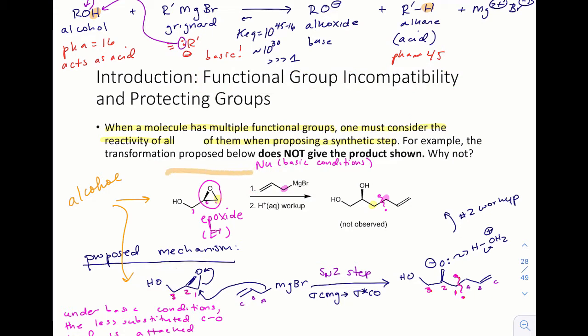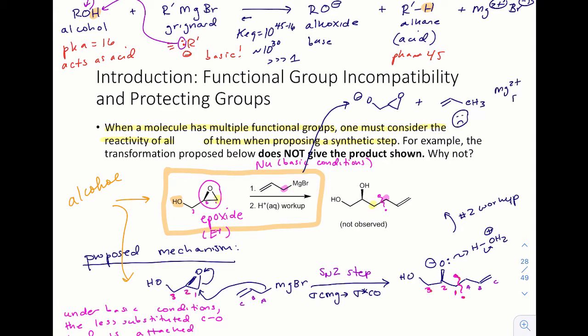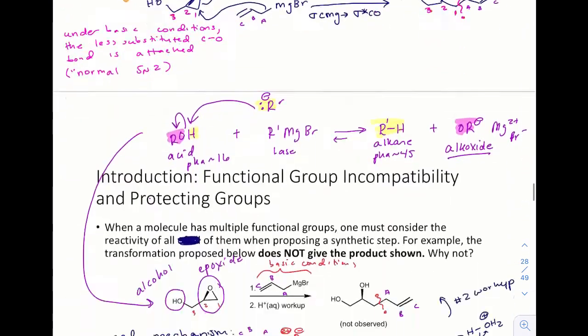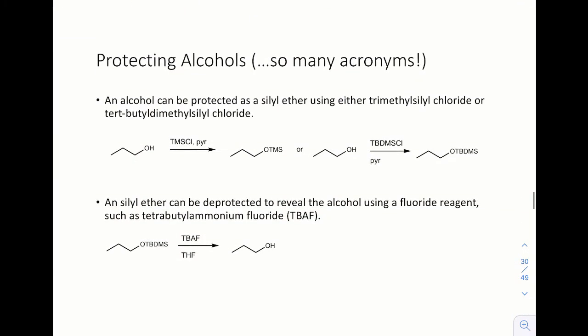So what really happens when this epoxide is mixed with a Grignard reagent? Well, exactly what we diagrammed up top. Try it yourself first if you want, but it's going to generate an alkoxide and an alkane. And of course, there are still magnesium salts around. All right, now that we know the problem, alcohols must be kept away from carbanions, let's figure out how to solve that problem. Let's learn how to protect alcohols.